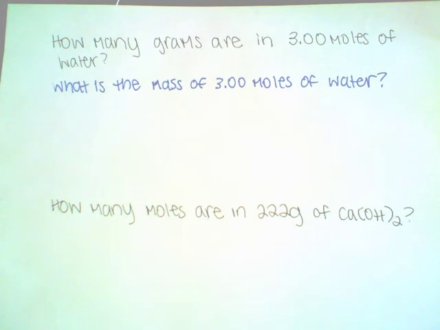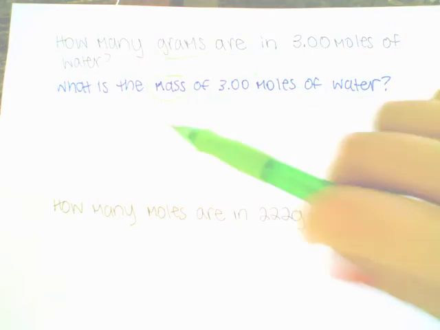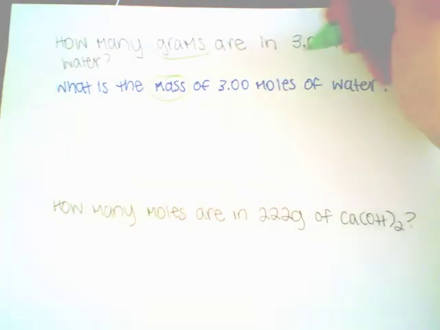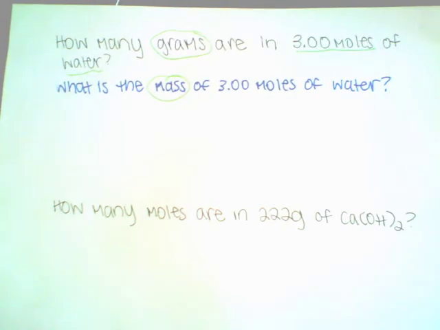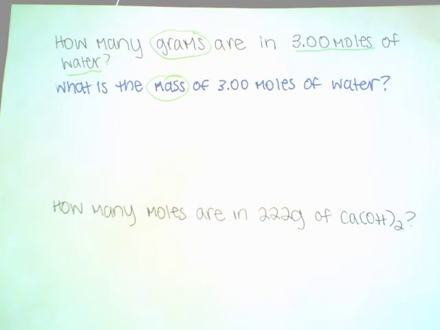In both of these questions, it is asking for the same thing. Remember, we use grams to measure mass. So both of these questions are asking the exact same thing. If you are asked to find the mass, you are looking for grams. So you're asked to find grams, and you have 3.00 moles of water. Because the question is asking about grams, we need to find the molar mass of water.